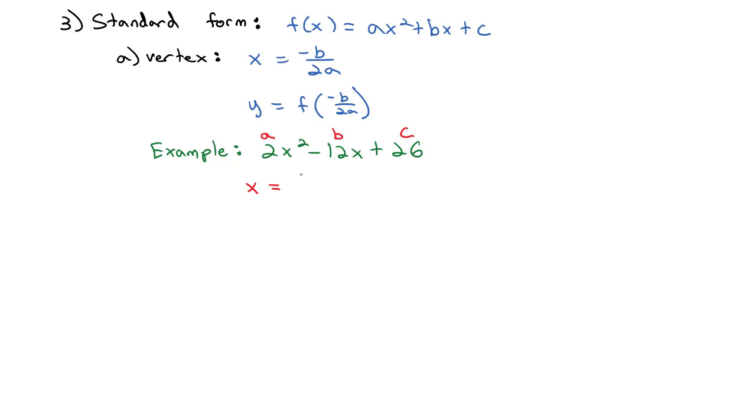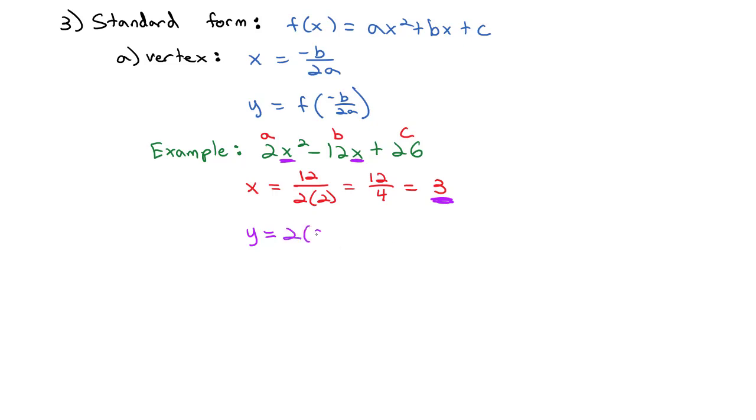So when we do the opposite of b, the opposite of negative 12 is positive 12, over 2 times a, which is 2. So we have 12 over 4, which reduces down to 3. Now I know the x-coordinate of my vertex is 3. To find the y-coordinate, I just plug that 3 in for all of the x's.